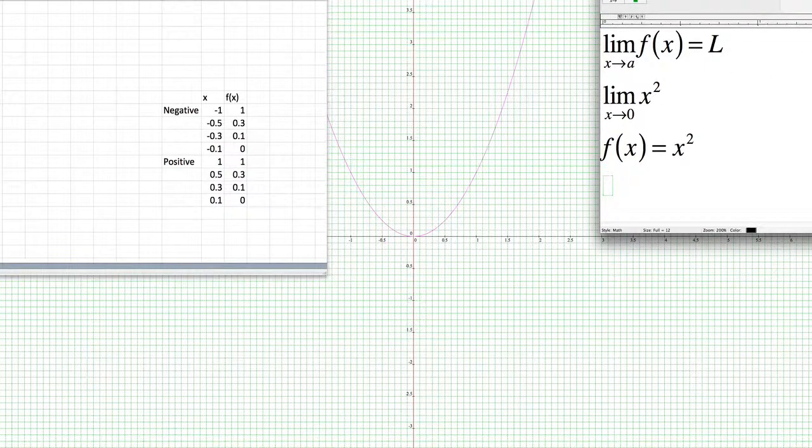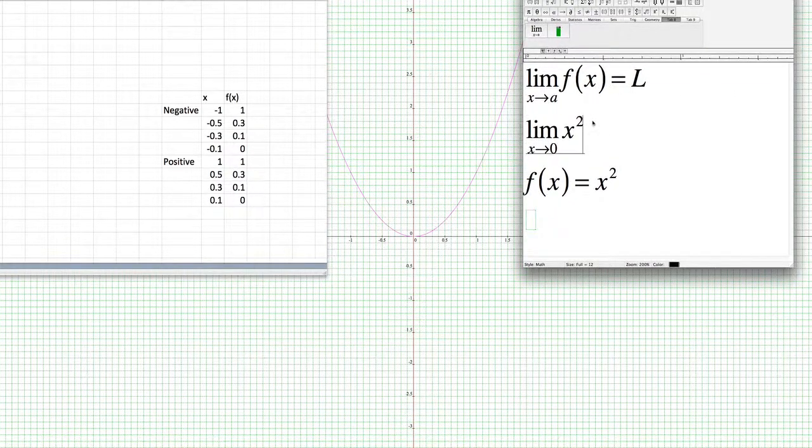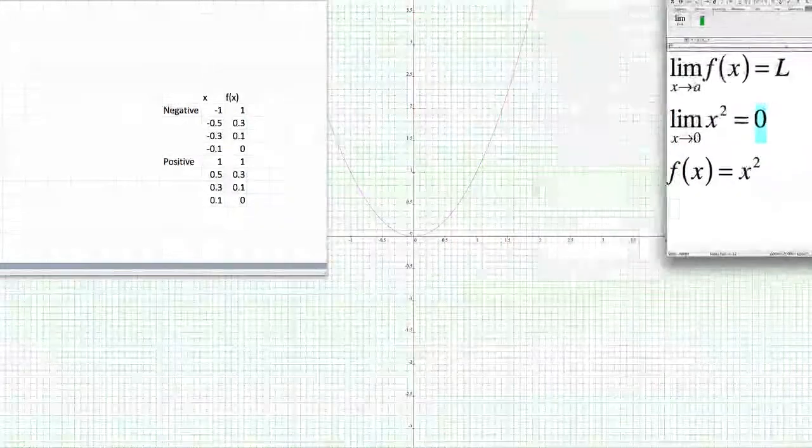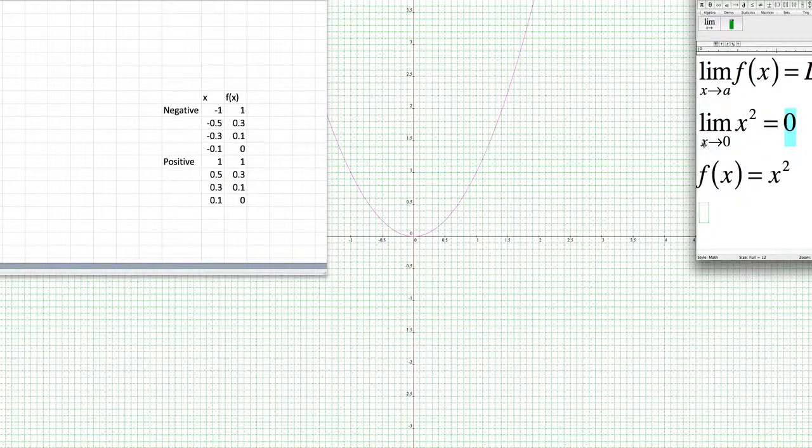So with certainty, for at least this problem, graphically, you can say that the limit as x approaches 0 of the function x squared is equal to 0. Basically, what we have shown is from both sides, as the x values of this function approach 0, the y values also approach 0.